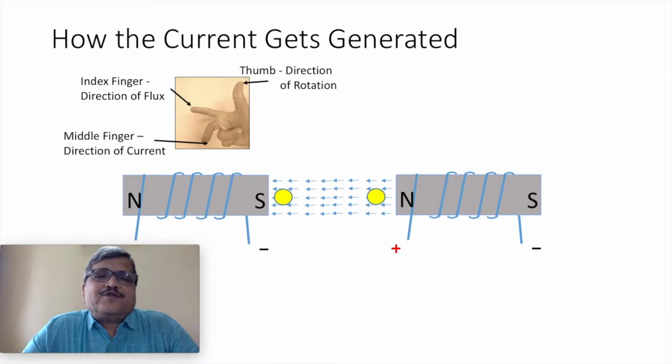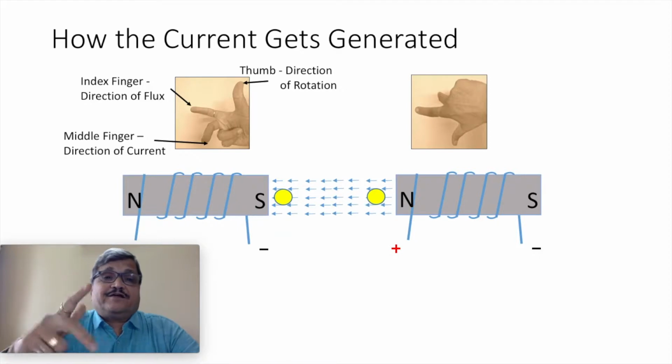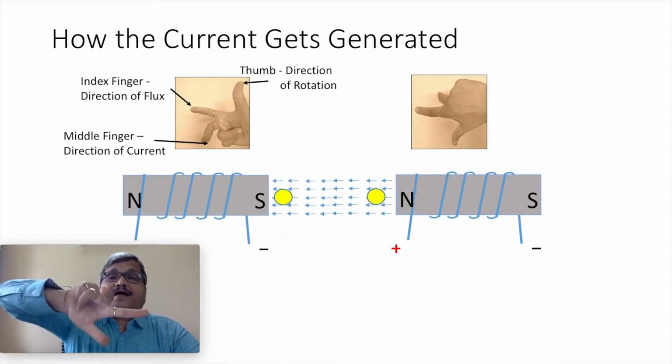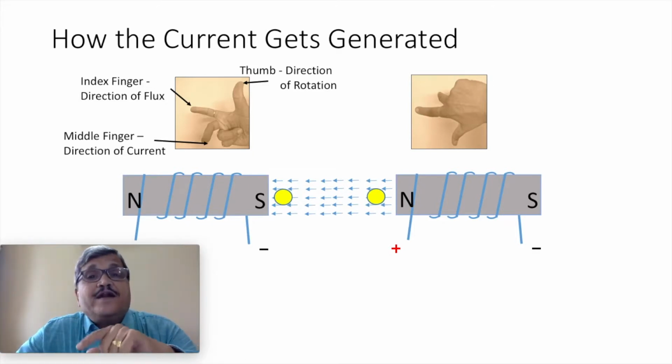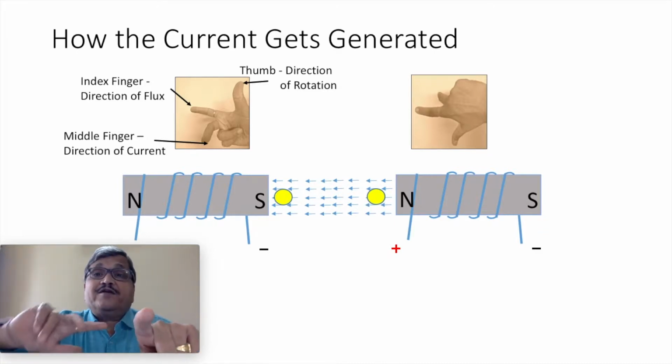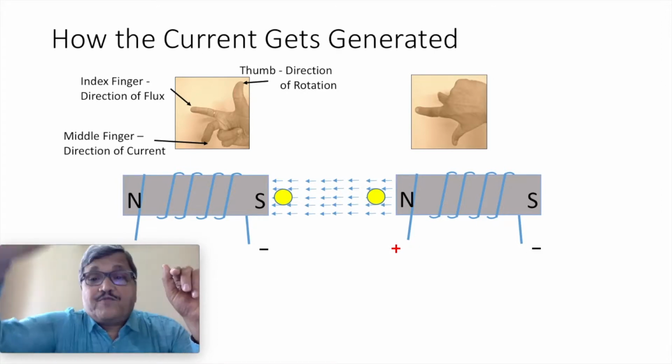Now let us see what happens to the other end of the conductor. Fleming's right hand rule holds true for this direction also, but you will have to turn the gesture like this. You have to turn it vertically 180 degrees, so that the thumb will now indicate the downward direction. The index finger continues to indicate the direction of the magnetic flux, and the middle finger is pointing towards the wall now. So the current is indicated by the middle finger, and the current is going away from you.